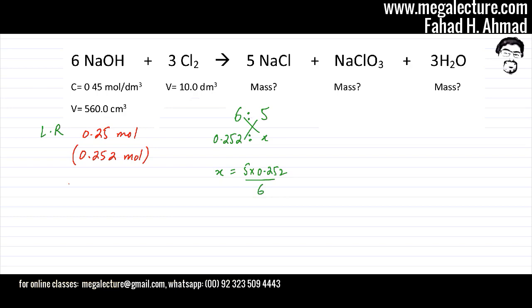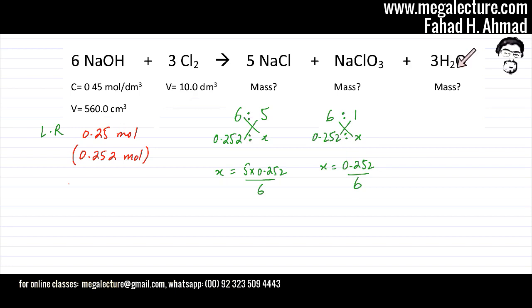And the same pretty much would apply to NaClO3. I can do the working first. For NaClO3, 6 produce 1, so it's 6:1, and I can then find that 0.252 moles are going to produce how many. Using the ratio and the unitary method, the moles would come out to be 0.252 divided by 6, and you're going to get the moles of NaClO3.